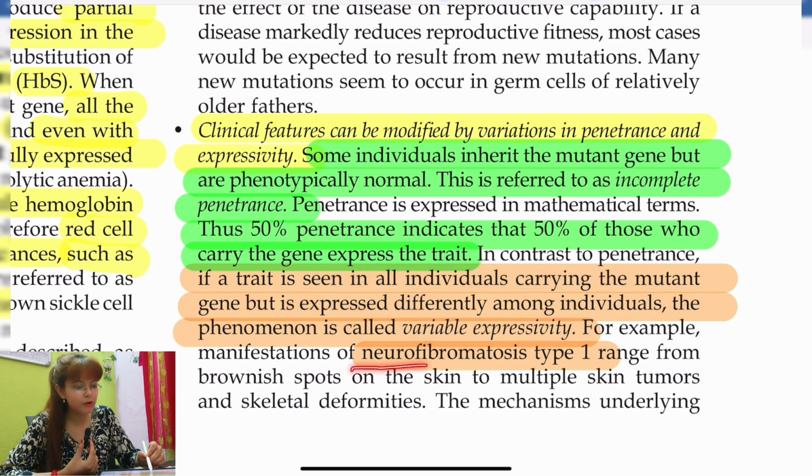Example is neurofibromatosis type 1, because you see in some people you have the brownish spots, in some people you have the skeletal deformities. So the expression is different in different people, but the mutation is the same, and this is called variable expressivity. So do not get confused with these words.